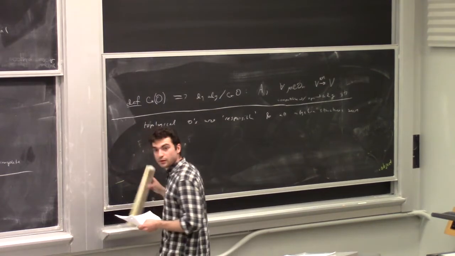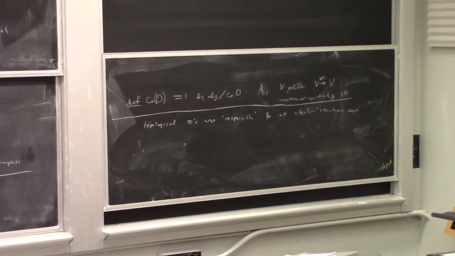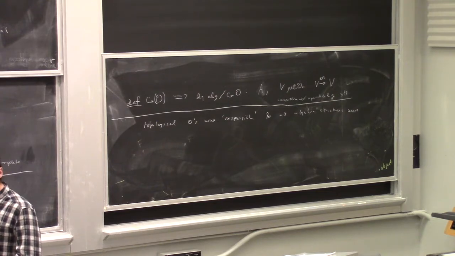So should I expect the compatibility with the operation to be strict? Yes, in characteristic zero, yes. Everything works. In characteristic p, you need to take resolutions in some appropriate places. So this is why I'm working in characteristic zero.